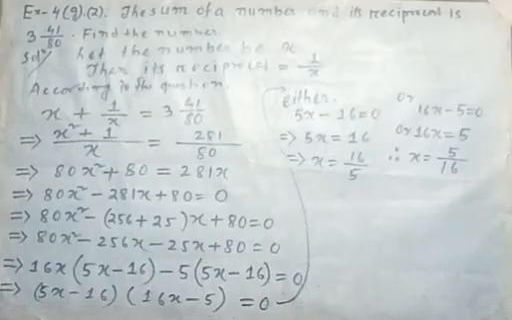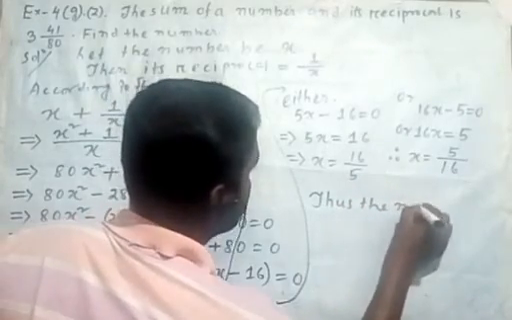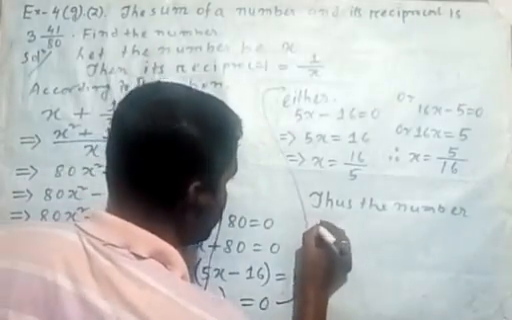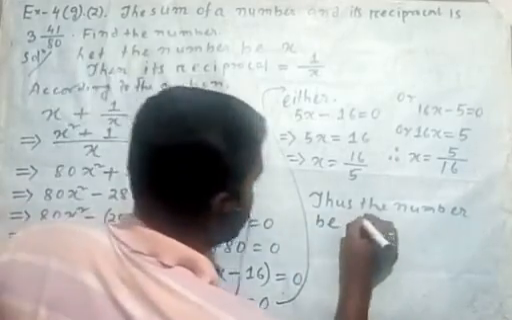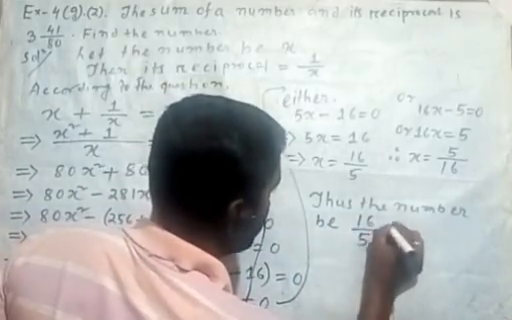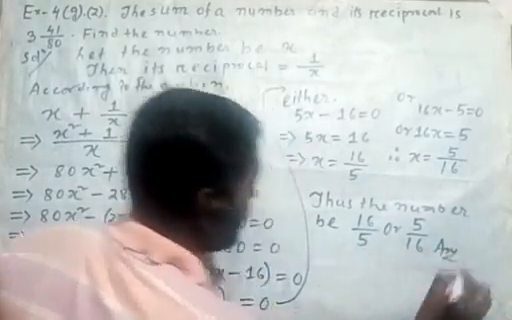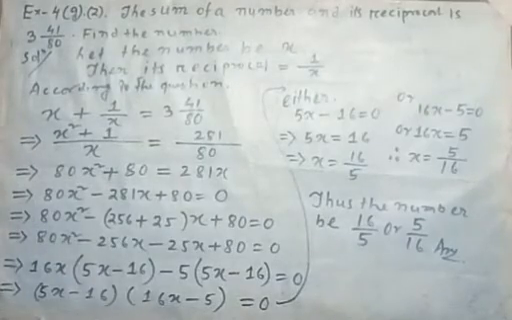Now what is the question? We have to find the number. Thus the number will be 16 by 5 or 5 by 16. 16 divided by 5 or 5 by 16. So this is the solution for this question.